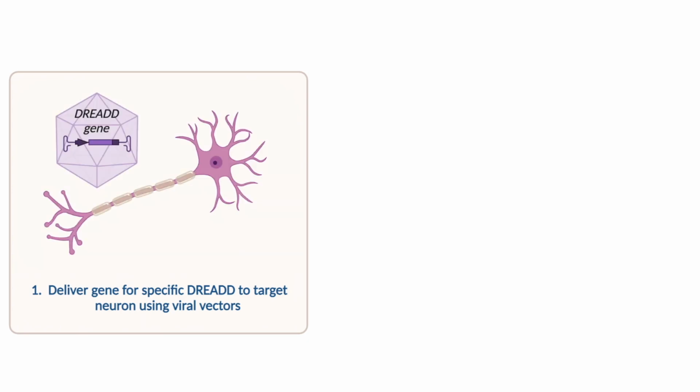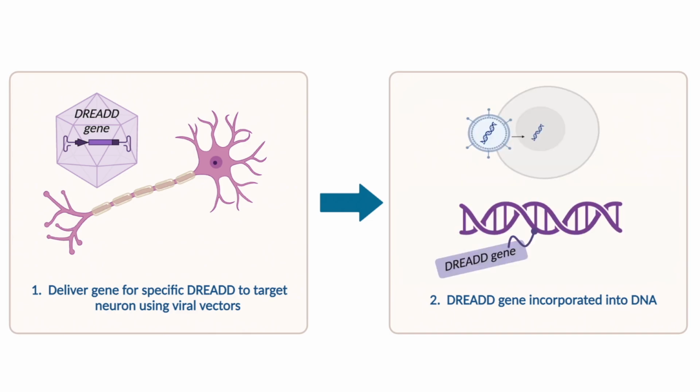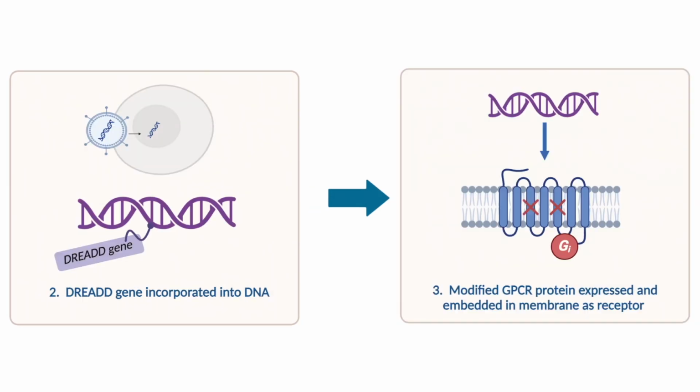The first step involves delivering the gene for a specific DREADD into targeted neurons. This is typically done using viral vectors, such as adeno-associated viruses, which are engineered to carry the DREADD gene without causing harmful effects. Once inside the neuron, the DREADD gene is incorporated into the DNA, and the cell begins to produce the receptor, embedding it in its membrane.